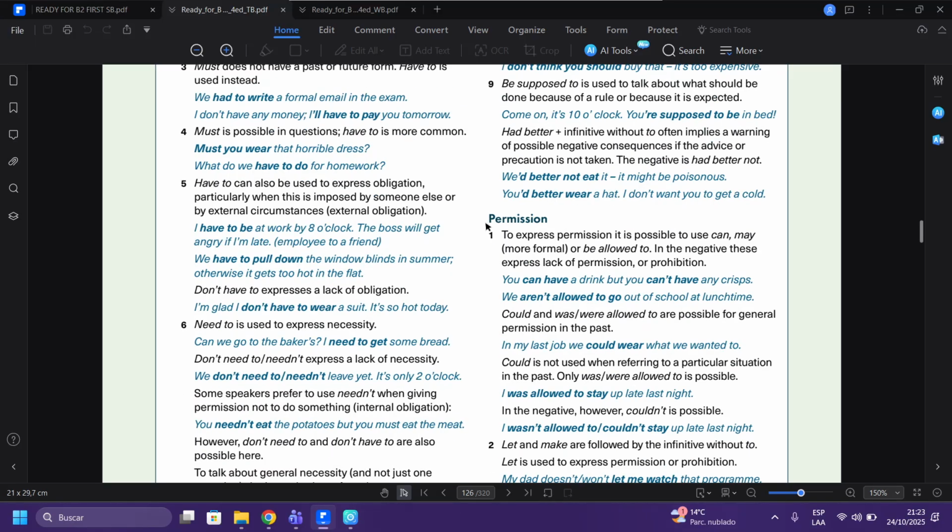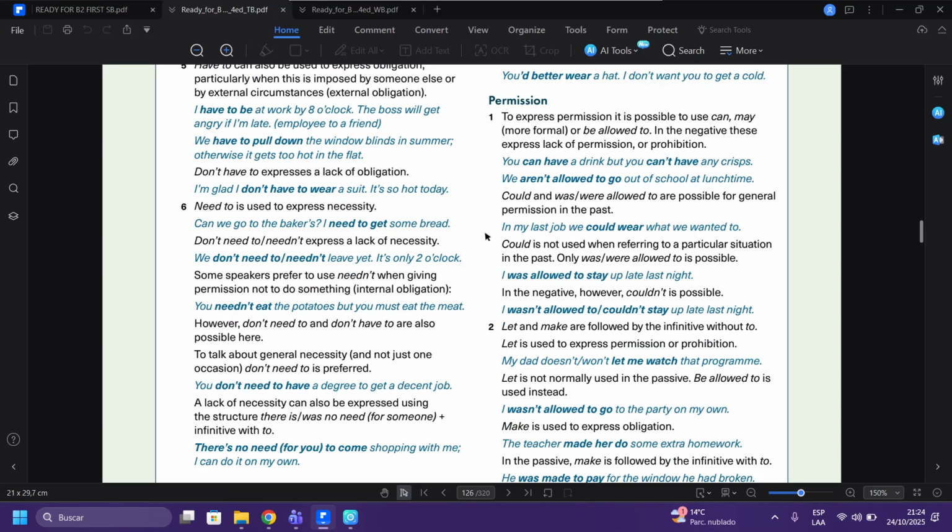Then we have this one that is very interesting, that is had better plus the infinitive without to. It often implies a warning of possible negative consequences if the advice or precaution is not taken. The negative is had better not. Remember, it is with an infinitive verb without to. We had better not eat, it might be poisonous. Or you had better wear a hat, I don't want you to get a cold.